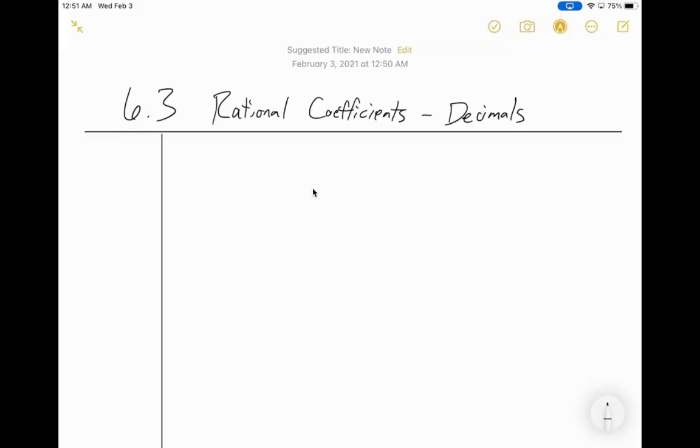All right, today we are looking at the second half of lesson 6.3, rational coefficients, this time with decimals. In the last lesson, we talked about when the coefficients were fractions. Today we're going to talk about what happens if the coefficients are decimals, or if we're dealing with decimals maybe on the other side of the equation and trying to deal with those problems. So let's go ahead and dive in here, and let's take a look.